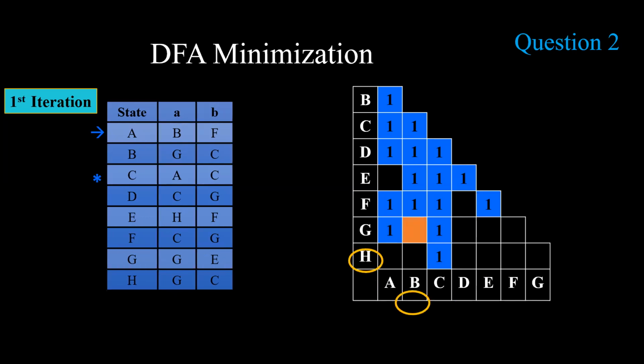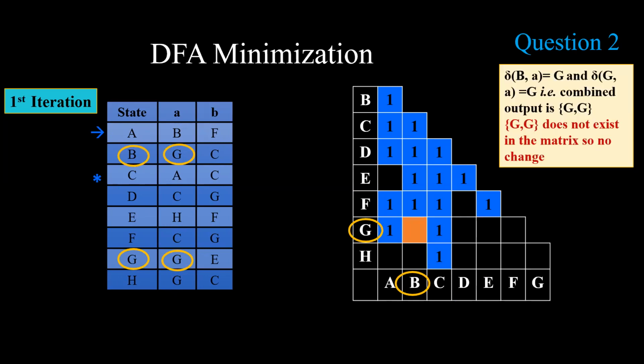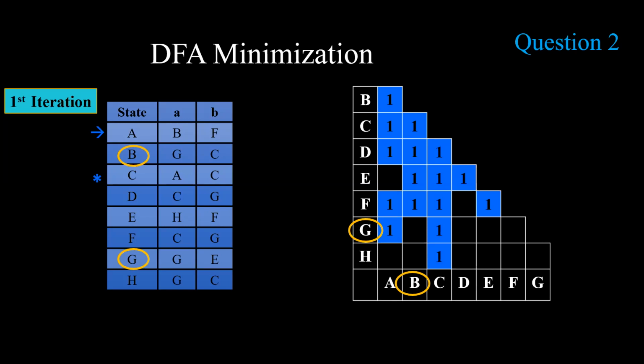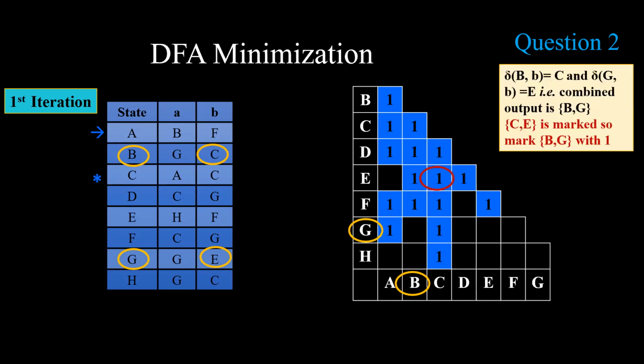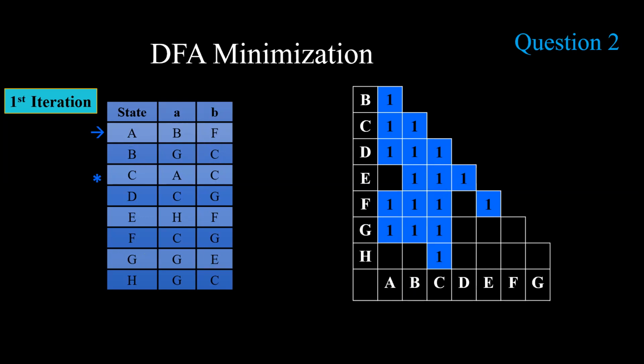Next, we move to BG. Corresponding to BG, we get GG. GG does not exist, so no change in the matrix. Corresponding to BG, we will check whether there is any input on B which can be marked. Yes, we get CE. CE is marked, so we will mark BG also with 1.